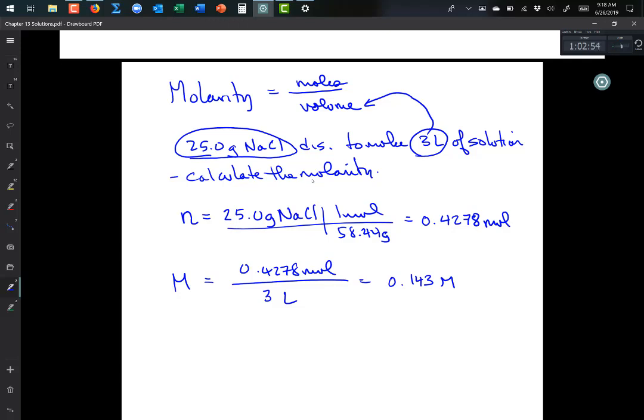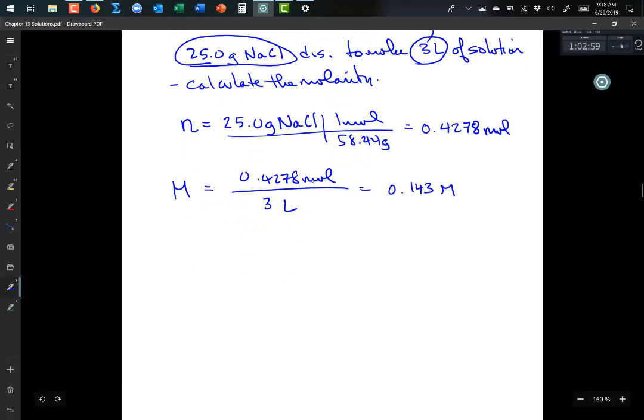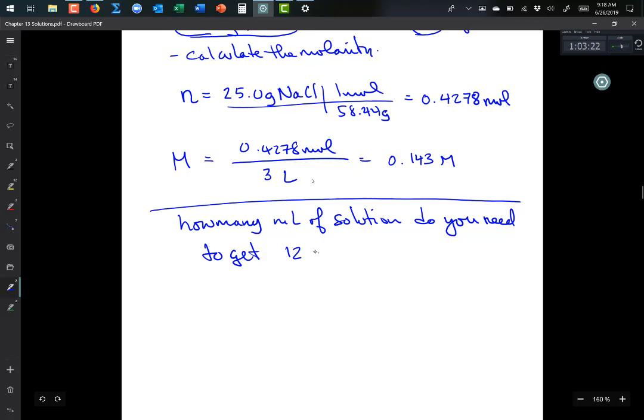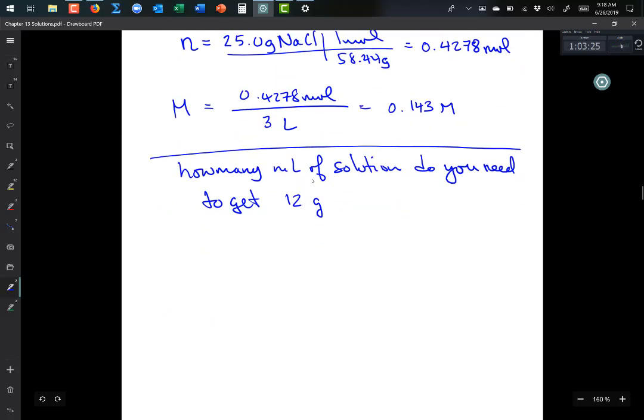So catch the drift of that, right? Just to calculate moles and volume. Here's what we're going to do next. We're going to use this molarity and say how many milliliters of solution do you need to get 12 grams of sodium chloride. And we're going to use this molarity, okay?